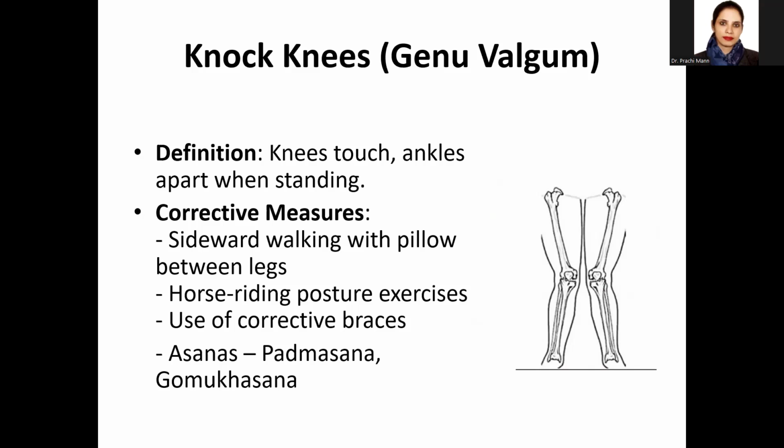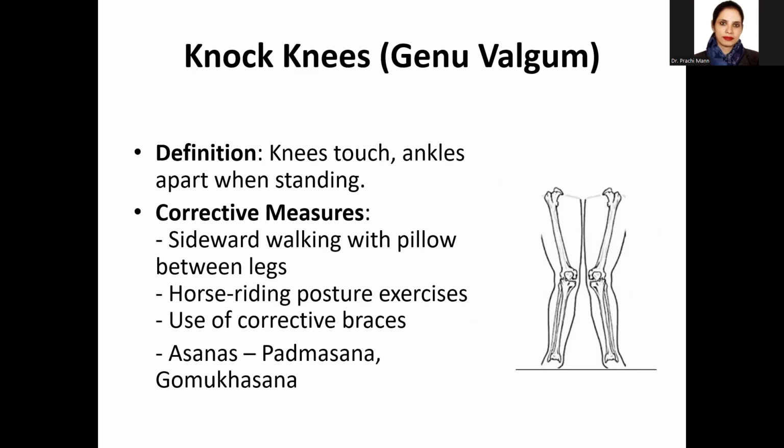The corrective measures to correct this deformity are sideward walking with a pillow, or sleeping with a pillow in between the legs, horse riding, use of corrective braces, and all those exercises in which our knees are apart. We can also perform some asanas like Padmasan and Gomukhasan. These asanas are very helpful to correct this deformity.